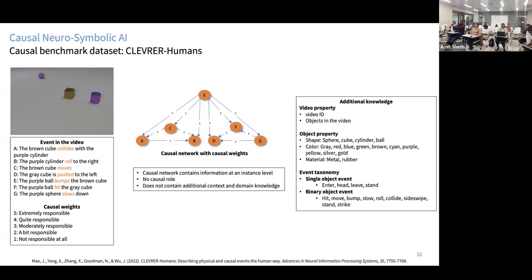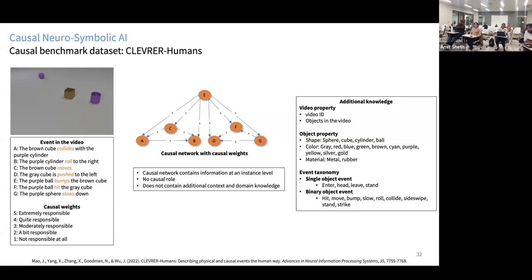So what could be the additional knowledge that we would want to incorporate? Which video was this event associated with? Which object was it in this video? What were the properties of the object? What is the event that happened? There are different types of events that occurred in this video. There's a collide, there's a roll, there is a push. Some of them are single object events, so slow down is a single object event. Binary object events are something like one object hitting another.